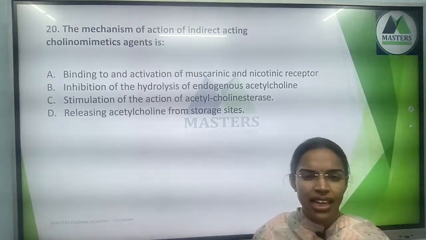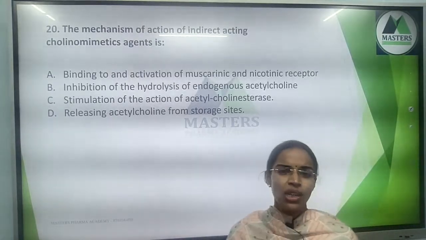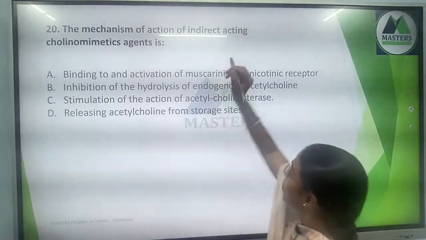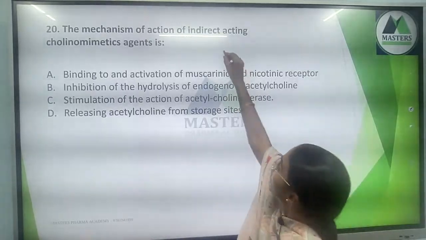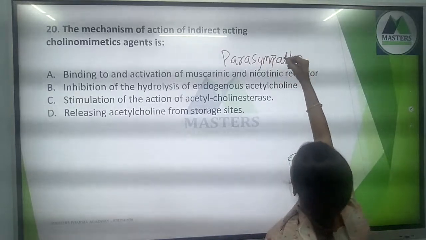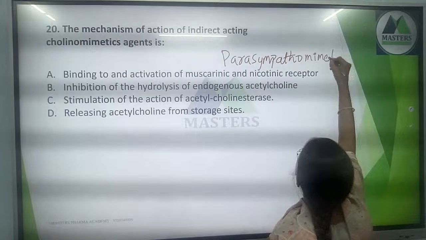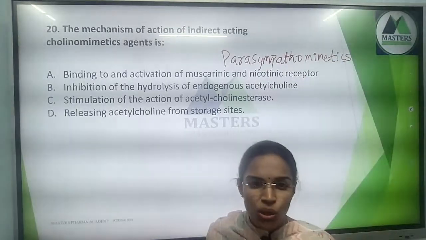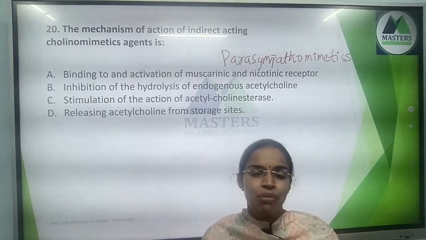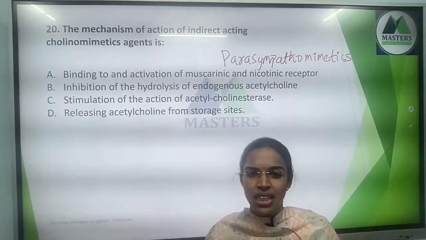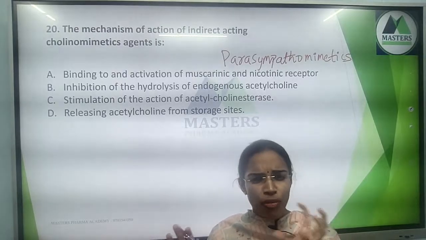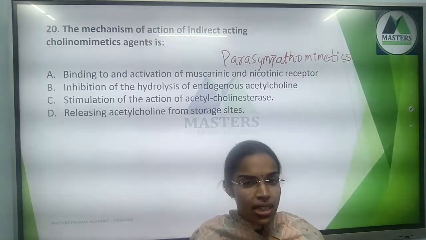So what do you mean by cholinomimetics? What are cholinomimetics also known as? Cholinomimetics are also known as parasympathomimetics. What do they do? They mimic. Mimic means imitating something. They imitate the action of the parasympathetic nervous system, or the neurotransmitters of the parasympathetic nervous system.